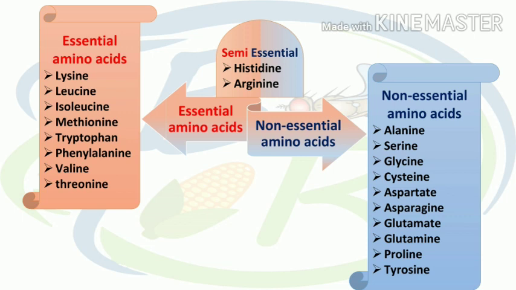So let us see what the essential amino acids are. They include lysine, leucine, isoleucine, methionine, tryptophan, phenylalanine, valine and threonine. So these 8 amino acids come under the category of essential amino acids. As we have already talked, semi-essential amino acids include histidine and arginine. The rest of the 10 amino acids come under the category of non-essential amino acids, that is alanine, serine, glycine, cysteine, aspartate, asparagine, glutamate, glutamine, proline and tyrosine.